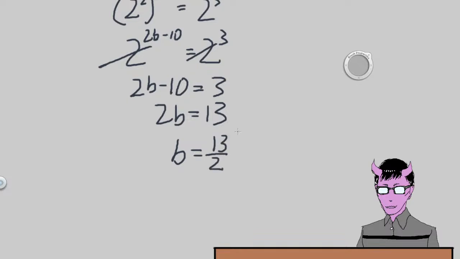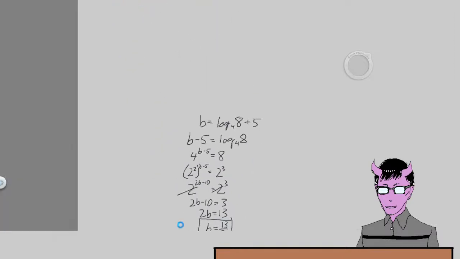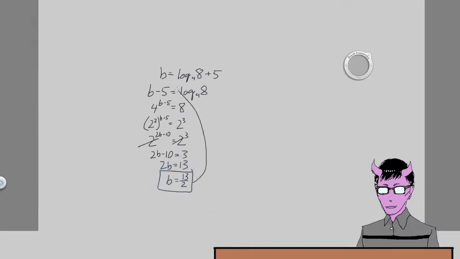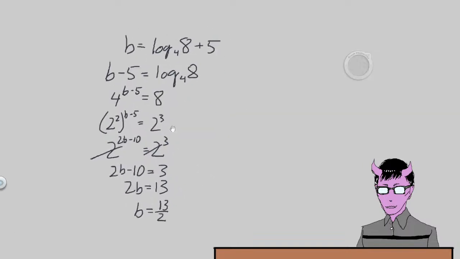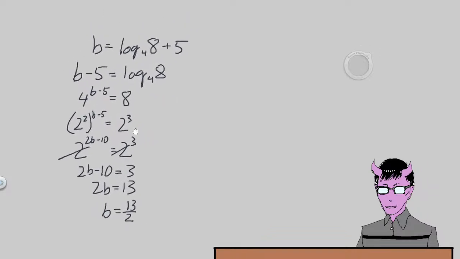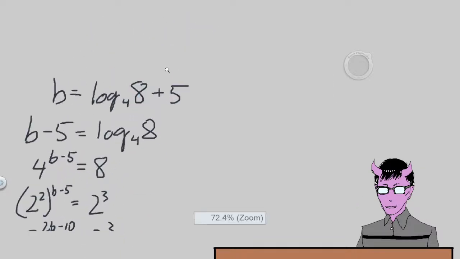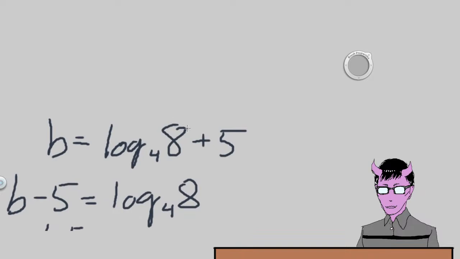Therefore, b is not very pleasant. 13 over 2. Let's make sure the answer is okay. Any violations? Nope. Okay, we're good to go. This should be correct. Good to go. Is there an alt strat to doing this particular problem? Yeah, there are. I'm not sure if they're particularly good though.